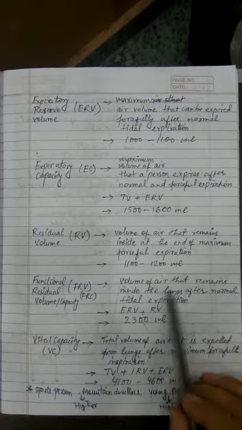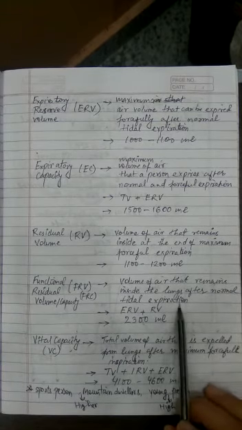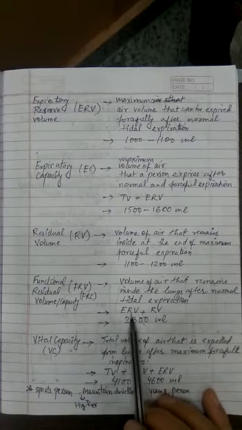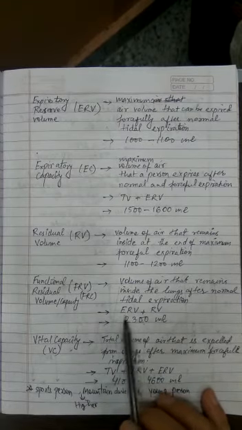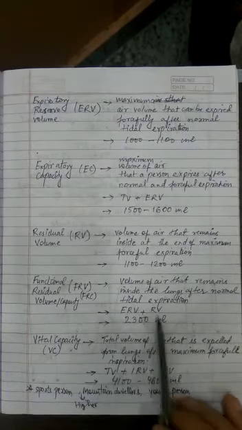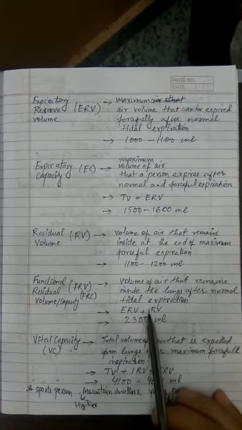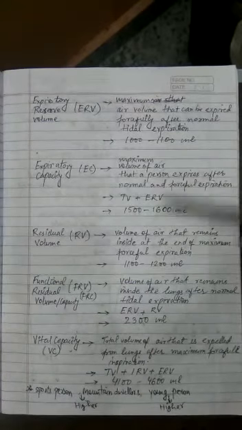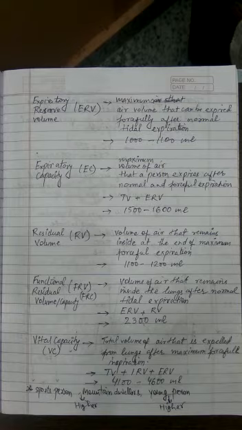So the volume of the air that remains inside the lungs after the normal tidal expiration, this value would be a combination of ERV. ERV is the volume which we are able to breathe out extra, but we don't do in the case of the tidal breathing or tidal expiration. So ERV plus RV together these two things will give us the value of the functional residual volume or functional residual capacity, and its volume would be 2300 ml, or what you can even call as 2.3 liter.